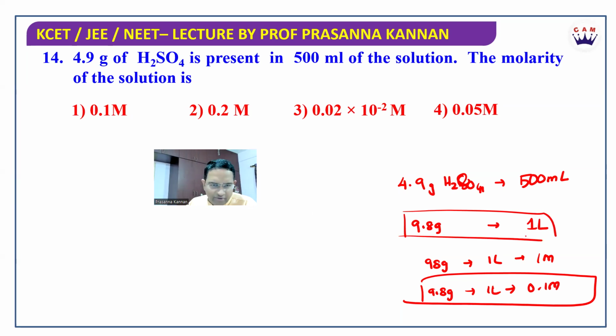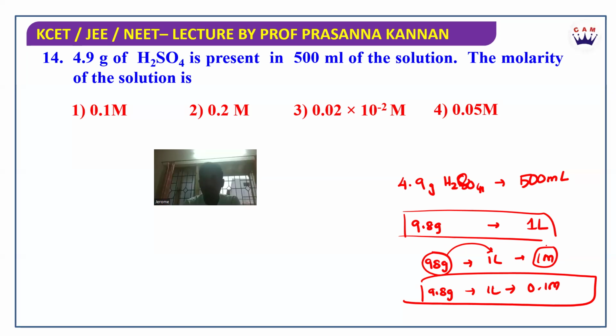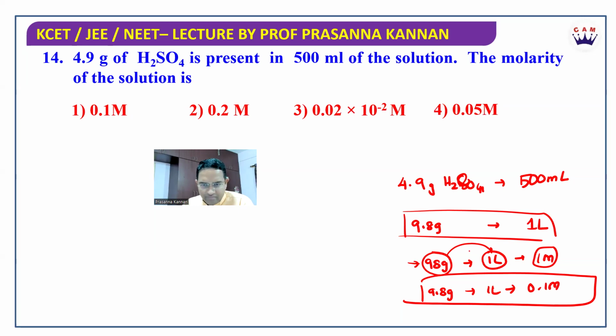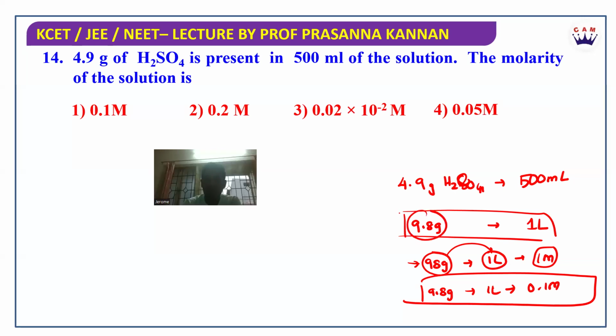Yes, sir. And you know the molecular mass of sulfuric acid is 98, correct? Yes, sir. So if 98 grams is there in 1 liter, it is called 1 molar, because 1 mole in 1 liter, correct? Did you see one of the questions where we asked what is molarity? 1 mole of the solute present in 1 liter of the solution. So 98 grams is present in 1 liter, then it is 1 molar. But now how much is present? 9.8 grams. So it will be how much molar? 0.1 molar, because divided by 10.